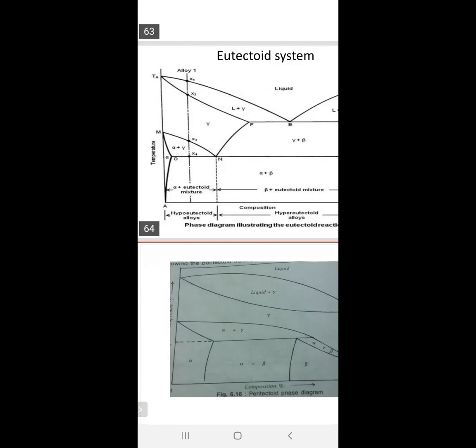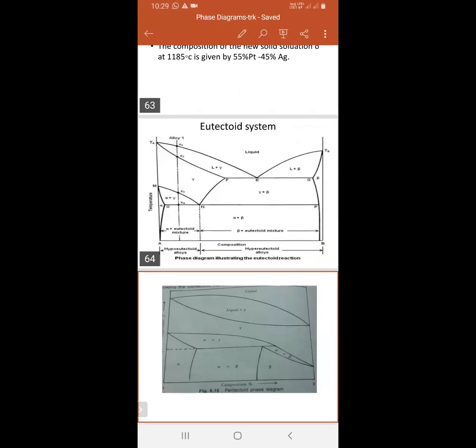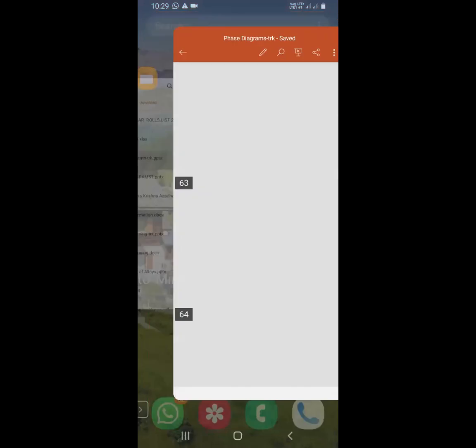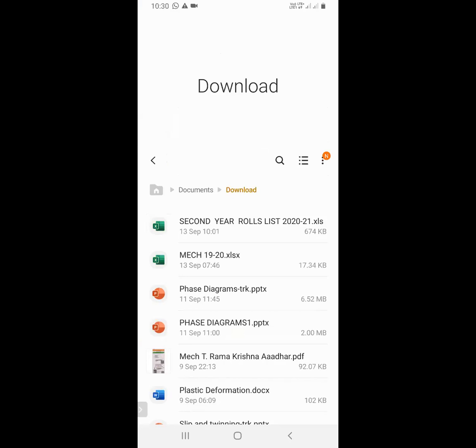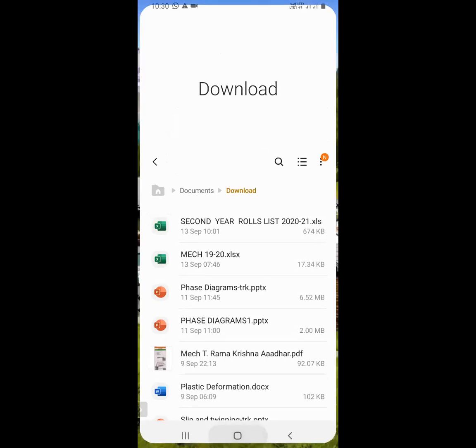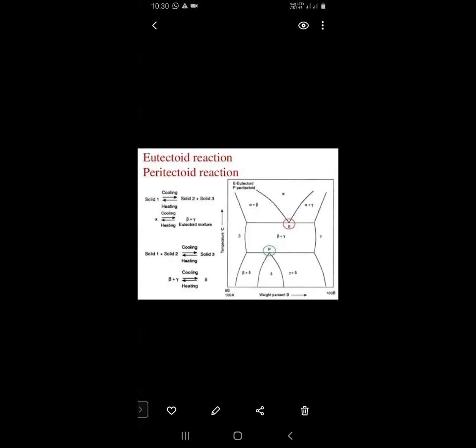These are the total phase diagrams. One more important phase system is there, that is the iron carbide phase diagram. Hello, is the screen visible? Visible, sir. Can you tell, here two phase systems are there.